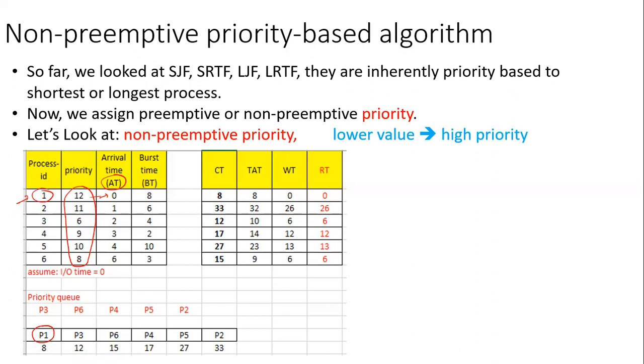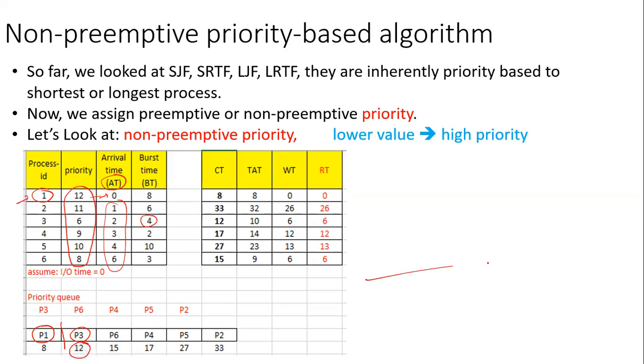Until it completes, it will not be interrupted, because the priority-based algorithm is non-preemptive. So I finish at 8. Do you agree with me? By 8, all processes have come in. Now you look at the priority, the lowest value first. Which one is the lowest value? P3, with 3. So P3 is taken and finished. How much time does it require? 4. So 8 plus 4 is 12, right?